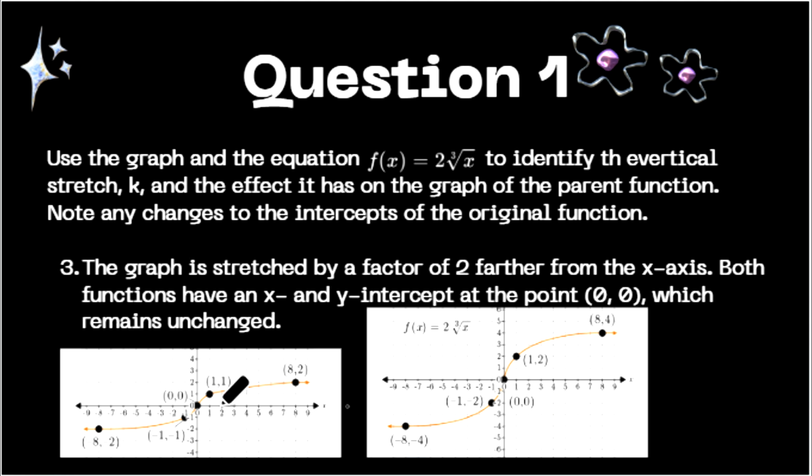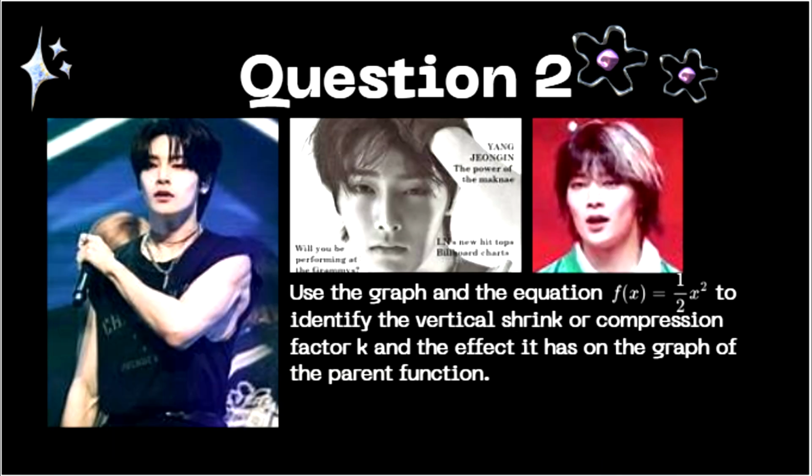And finally, you have to interpret all this. The graph is stretched by a factor of 2, farther from the x-axis. Both functions have an x and y intercept at the point of 0, 0, which remains unchanged. We already knew that the x-intercept wasn't going to change. In order to figure out the y-intercept, you'd either have to have the tables with all of the y points, or you'd have to have a graph. Okay. Here's question number 2.